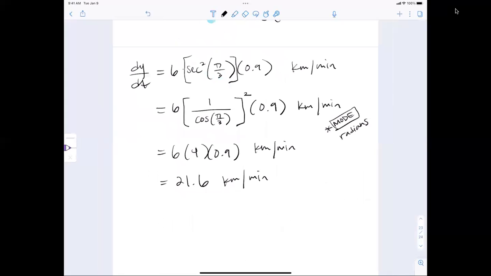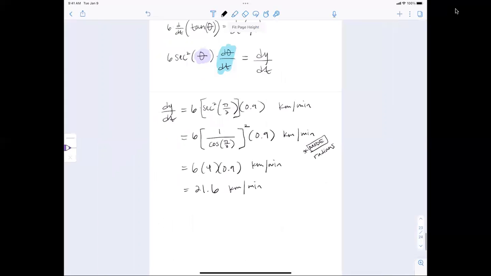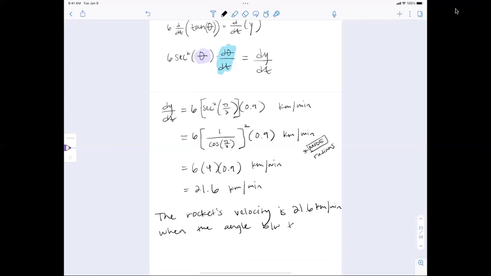And I think that number is a little bit easier to wrap your brain around for an answer. So we could say that the rocket's velocity is 21.6 kilometers per minute when the angle between the telescope and rocket is pi over 3, or something like that.